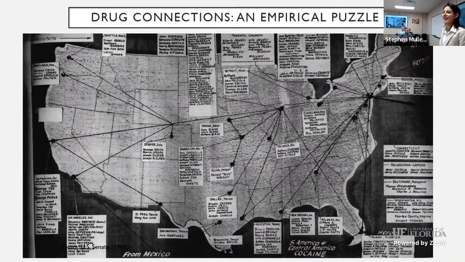Next slide. Okay, drug connections, an empirical puzzle. So this is the actual network that was created from a 1963 Senate committee report on the interstate drug trade. And it's showing a well-connected network of narcotics distribution. So our network that we use is not the same as this network, but a lot of the patterns that we were seeing in our network are also present here.